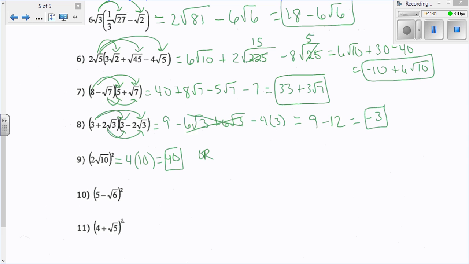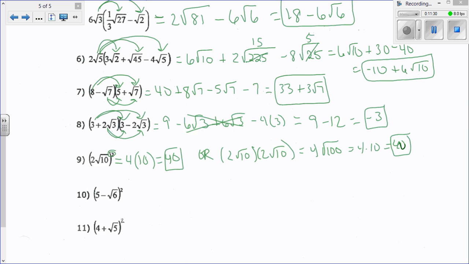Or I can look at that 2 and write it twice. So it would be 2 radical 10 times 2 radical 10, and treat it just like we did our steps up above. Multiply your outsides, which is 4, multiply your insides. So it's radical 100. Radical 100 is 10, so it's 4 times 10, which is 40. So you have some options there.